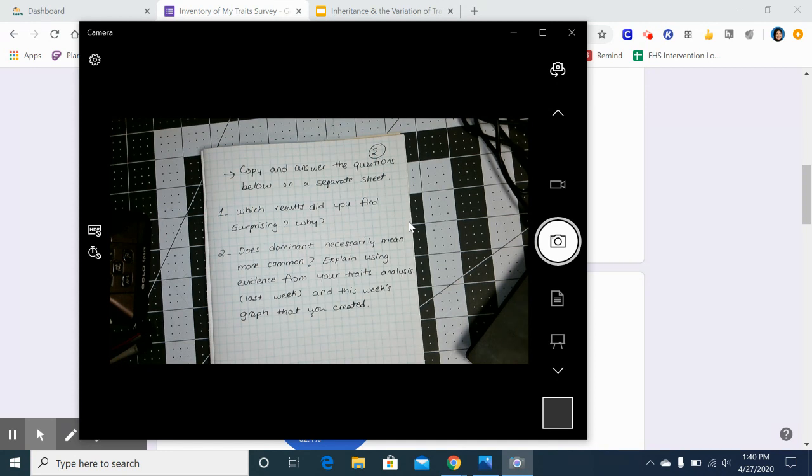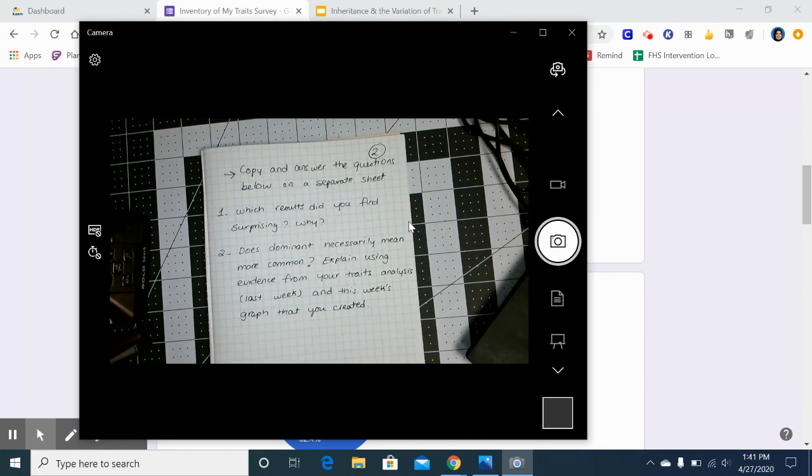See, which side are you on? Does dominant always mean more common? Or dominant could be rare. It doesn't have to be more common. What do you think? I'm not looking for whether you have the right answer or not. I want to see your thought process. And so, I'll be reading this thoroughly.